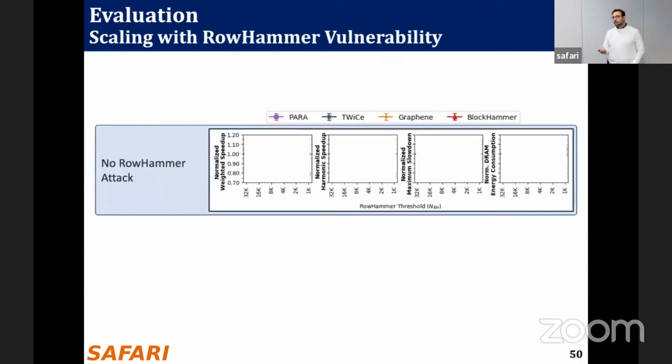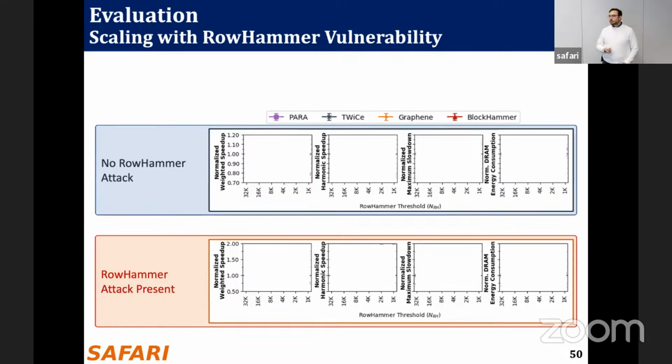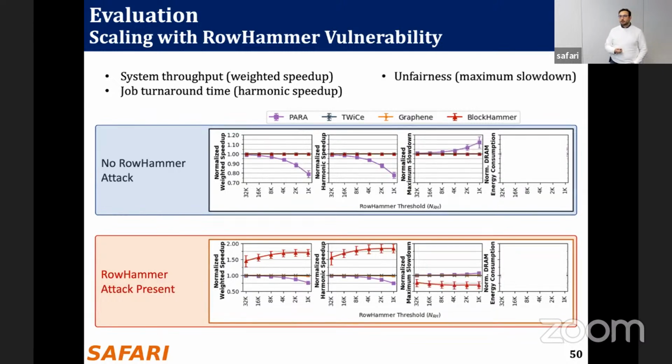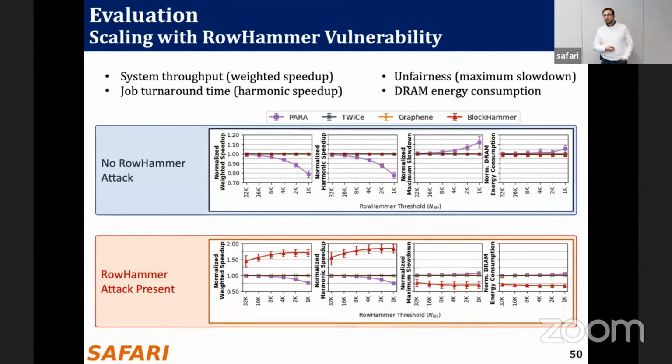Okay, so the next thing we look at is how our mechanism and the other mechanisms scale with reducing RowHammer vulnerability. This was again 32K, and now we reduce RowHammer thresholds from 32K down to 1K on the x-axis. On the y-axis, we again have the same metrics as before. We again look at 2 cases, no RowHammer attack and RowHammer attack present. So we again look at system throughput, job turnaround time, unfairness, and DRAM energy consumption.